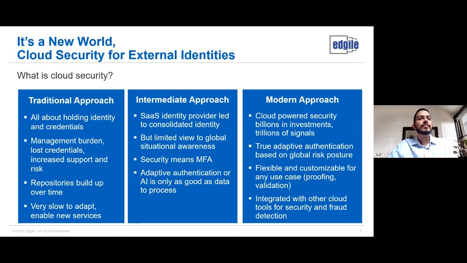So how does the modern approach differ from the traditional and the intermediate approach? The modern approach is about applying security principles to all identity, both internal and external. Here we are talking about true adaptive authentication, processing vast amounts of data. So you are able to do proofing, and it's not just your identity, but for the entire end-to-end user journey and user experience, right from the sign-up process to completing a transaction in the system and detecting any fraudulent activities.